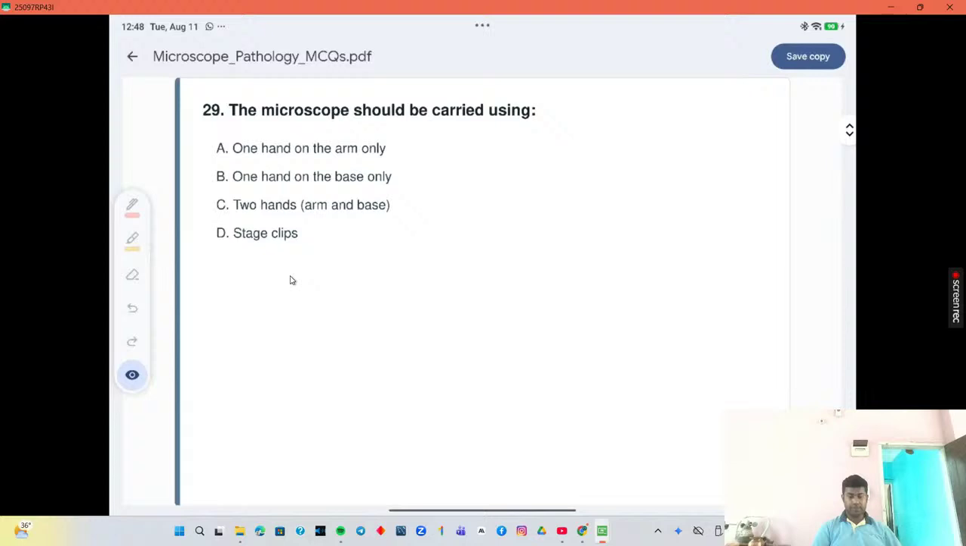Here the question is given as: the microscope should be carried using? Microscope should be carried using two hands. One hand should be on the arm and the other hand should be on the base. Okay.